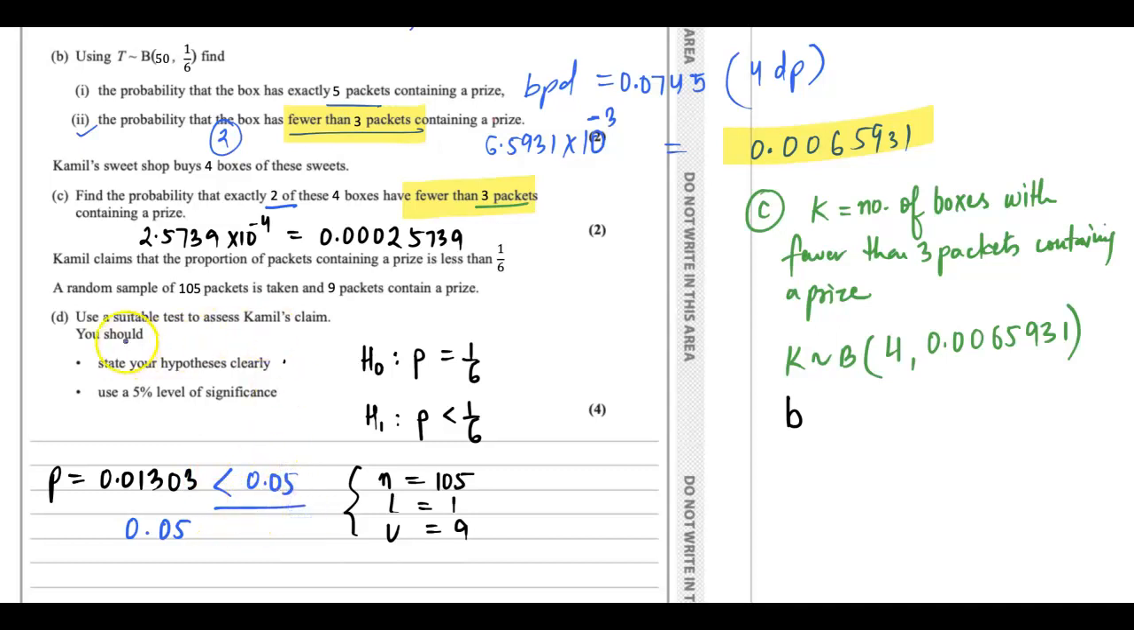To test Kamil's claim, that the proportion of packets containing the prize is less than 1/6: what did we get? We got a probability which is less than 0.05. That means the null hypothesis is rejected.